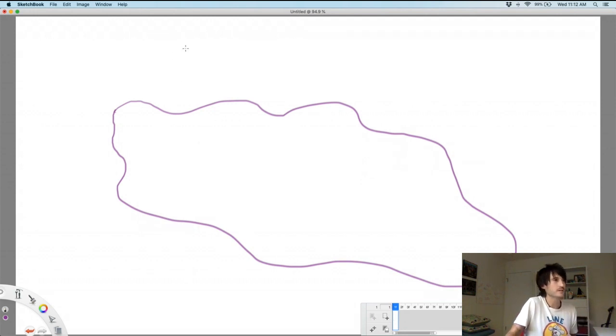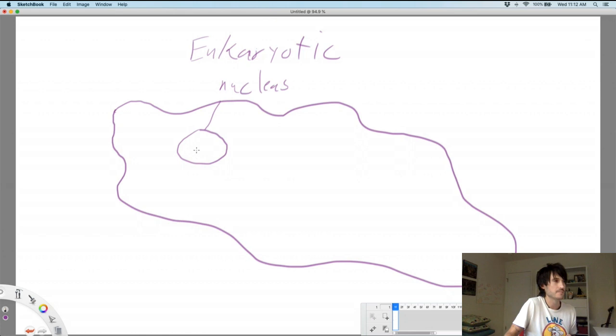So this right here is what we call a eukaryotic cell. And the reason we call it a eukaryotic cell is because it has this compartment here called a nucleus that keeps the DNA of the cell safe. So right here, these are chromosomes, aka DNA, and this is the blueprint for whatever organism this cell is from.